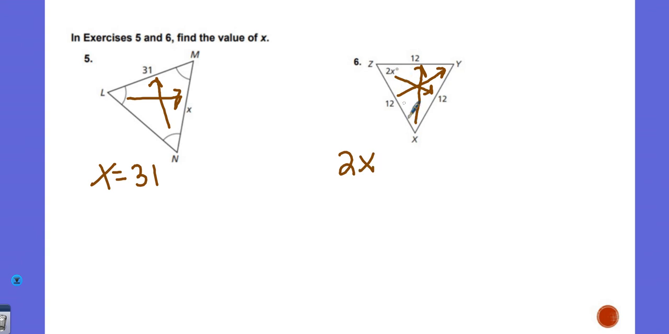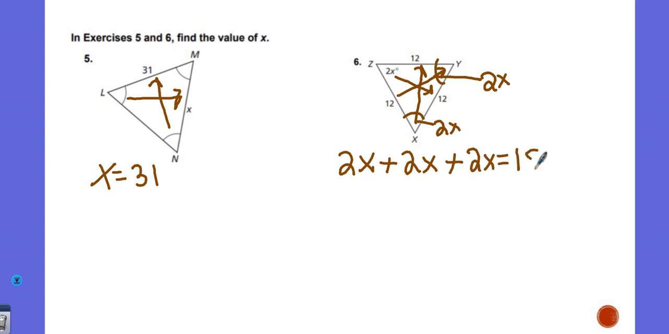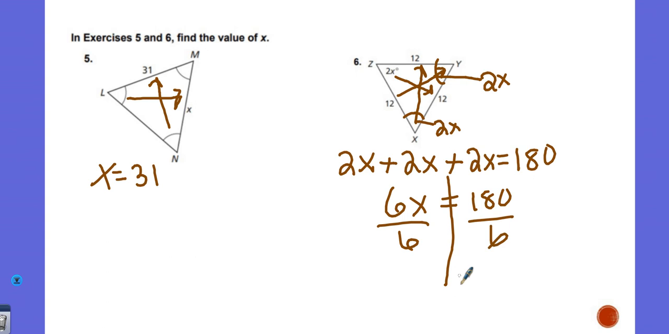And if this right here is also 2x and this angle is also 2x, then you should be able to add all of them together. And that should equal 180 degrees because the degrees in a triangle is 180. So I'm combining like terms here. Divide by 6, divide by 6, x equals 30. And if you want to find what the actual angles are, you substitute it in and you get 60 degrees.